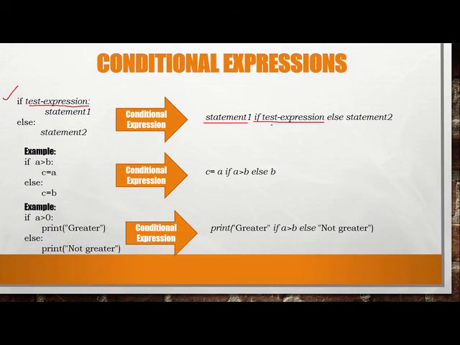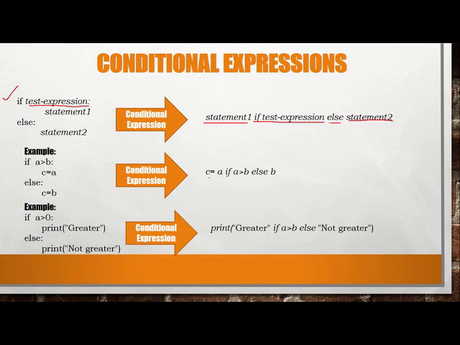Look at the way we are writing it. And if this test expression does not result to true, whatever is there in statement 2, that means after the else block, will get executed. Slightly different from whatever we have learned. I've given an example also out here. If A greater than B, C equal to A, else C equal to B. Look at this written in a single line.